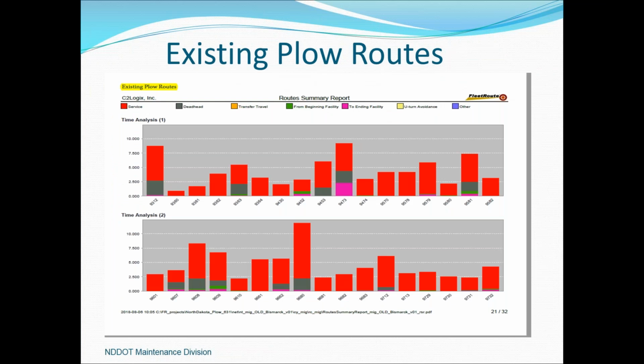Here is also some results. I didn't mention, but I will now, that their very first run of your system is using your existing plow routes. They need something to compare to. So what you're seeing on the screen is our existing plow routes, and the different colors are the service time, deadhead time, to and from the facility time. And you can see our existing routes going into this process were not very uniform. We had routes anywhere from an hour up to 10 hours.